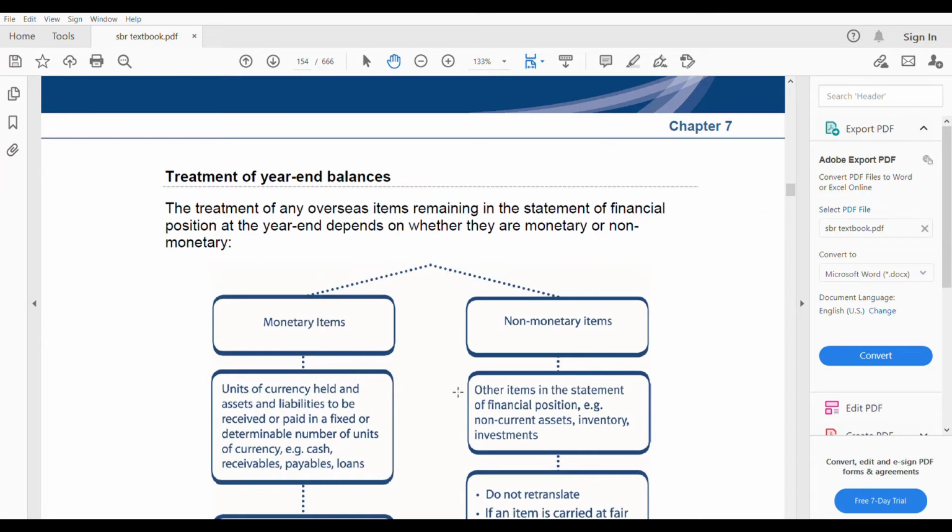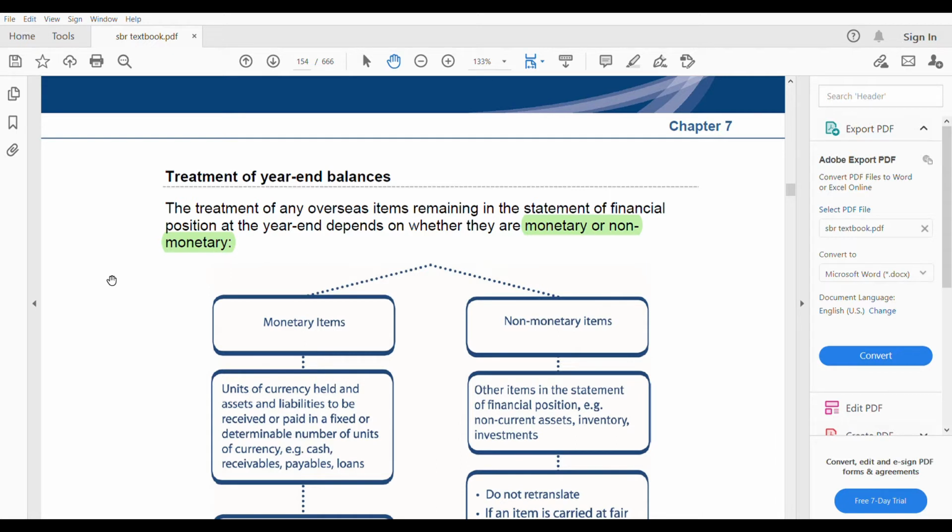Anyone can understand this. Now coming to the year-end balances treatment. The year-end balances definitely go in your statement of financial position. How do you treat those balances? Overseas items remaining in the statement of financial position at the year end depend on whether they are monetary or non-monetary. These two things only you have to see. How do you translate all your statement of financial position items, using which rate? Remember, every item has some rules. You are not using one rate to translate everything. So first you see whether it's a monetary item or a non-monetary item.